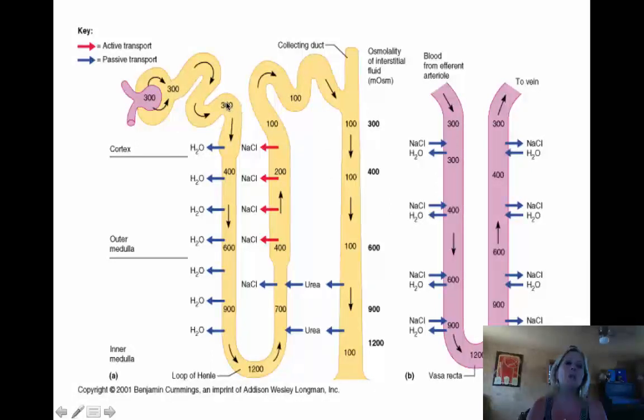I just want to show you here, as the filtrate moves down, notice these numbers show us how much more concentrated the particulate matter inside becomes because we're losing water. But as the filtrate moves up through the ascending limb, as we're losing sodium because it's being actively transported out, you can see that the concentrations start to go down.